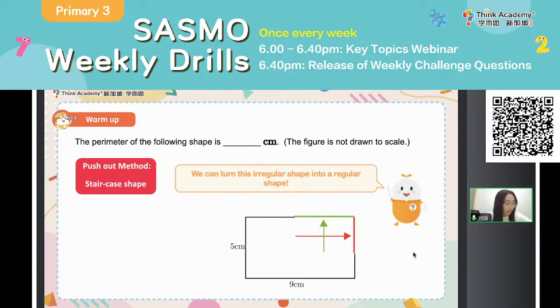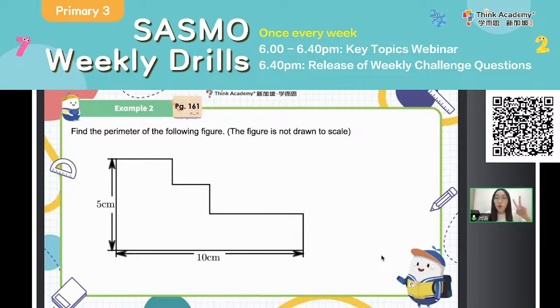What is it? You can see that the length is 9 centimeter, right? And the width is 5 centimeter. So how can we figure out the perimeter? That is 5 plus 9. Okay, bracket, don't forget it. And then multiply by 2. So you can get 28. And this is just the final answer, 28. Understand now? Okay, so again, for the method, push out method. If you can understand this warm-up question, let's move on to example 2 first.